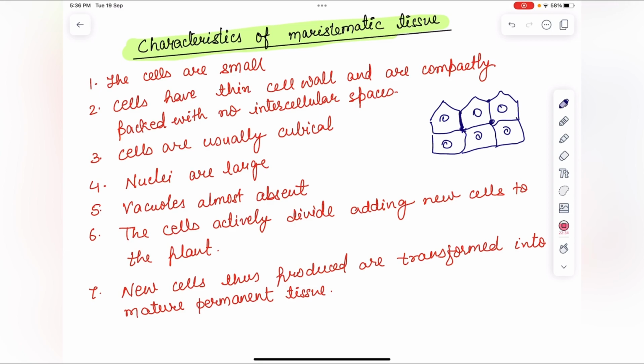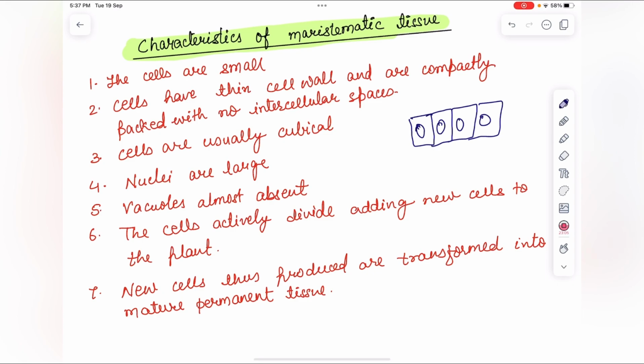Third point is cells are usually cuboidal. Nuclei are large. So this nucleus will be large. Vacuoles almost absent. See, why is it absent in this? What is the purpose of vacuoles? It is to store food and waste product. But the meristematic tissues or cells are young and actively dividing. They do not participate actively in food preparation and they do not produce a large amount of waste. That's why the vacuoles are almost absent.